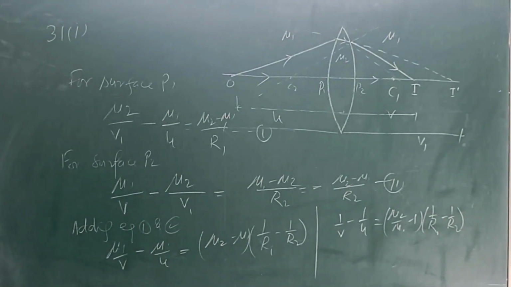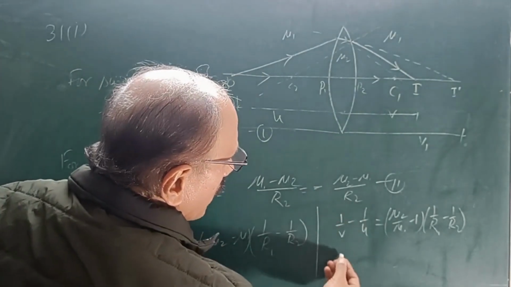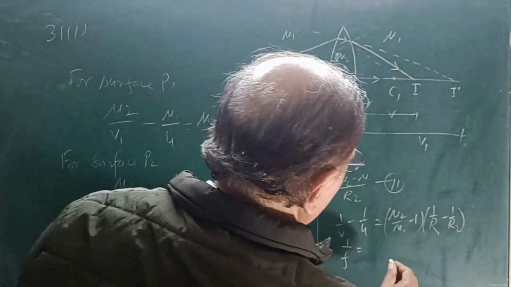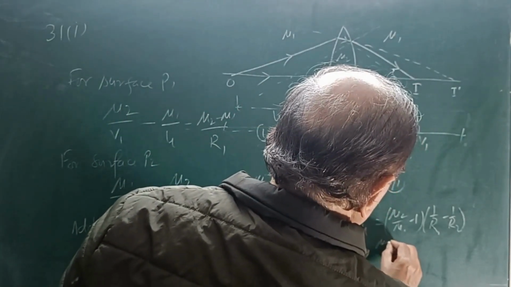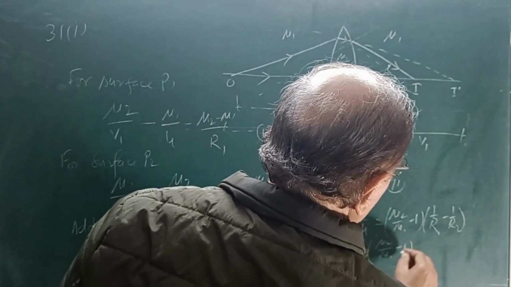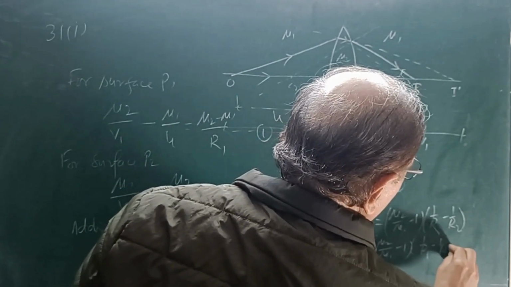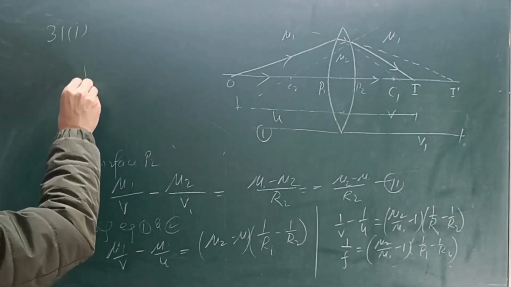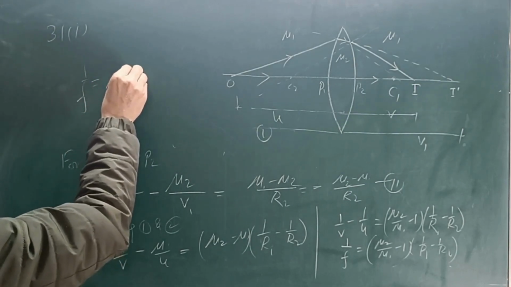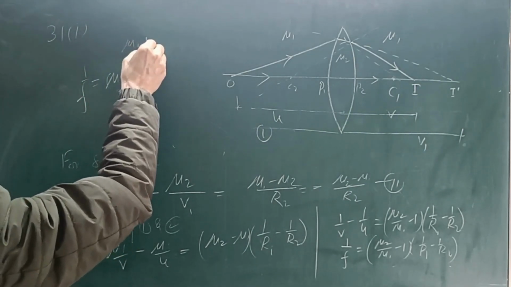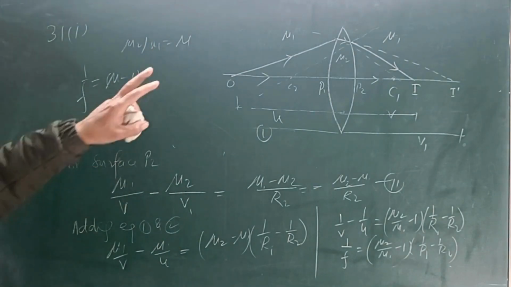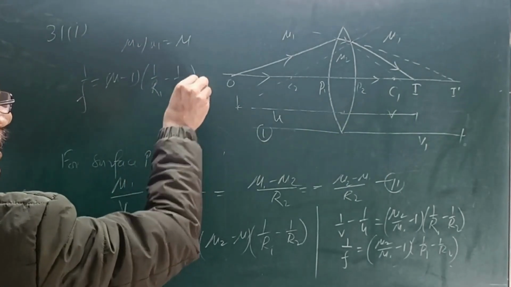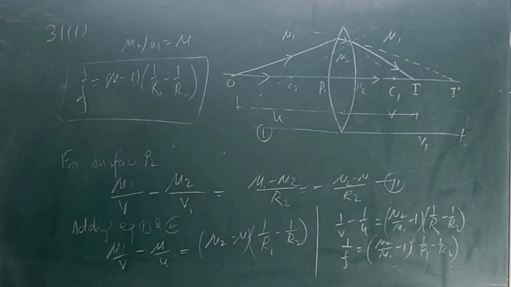So we know 1 by V minus 1 by U is 1 by F as per the lens formula. So it will be mu2 by mu1 minus 1 into 1 by R1 minus 1 by R2, or we can simply say 1 by F equals mu minus 1. This mu2 divided by mu1 is always mu, the refractive index of the second medium with respect to the first medium, into 1 by R1 minus 1 by R2. So this will be the lens maker's formula.